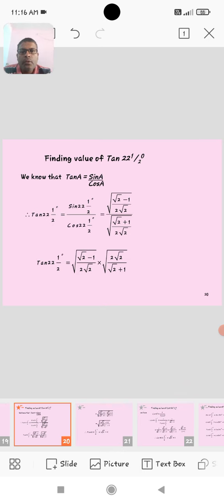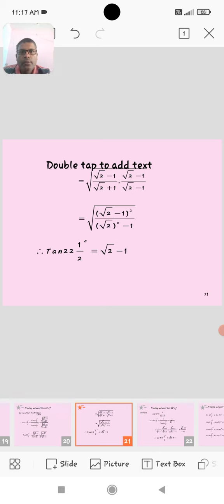That is equal to, what is the sin 22 and half value? Square root of root 2 minus 1 by 2 root 2, divided by the same, cos 22 and half, which is equal to square root of root 2 plus 1 by 2 root 2. That is tan 22 and half is equal to square root of root 2 minus 1 by 2 root 2 into square root of 2 root 2 by root 2 plus 1.